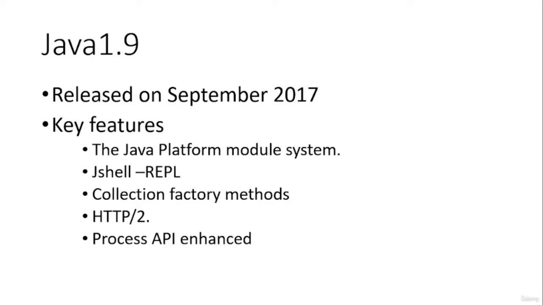Next thing which we need to mention is JShell, which was introduced in 1.9. JShell is a read-evaluate-print loop, which means we can write our code in a single editor and directly run it and get the result from there. This feature is available in all other languages. Java introduced it in 1.9.